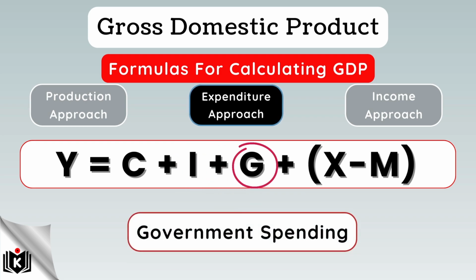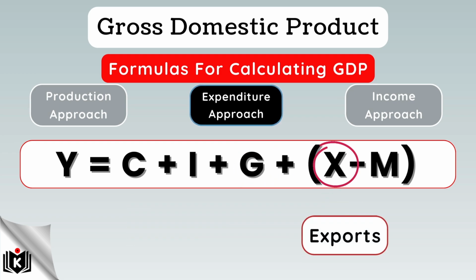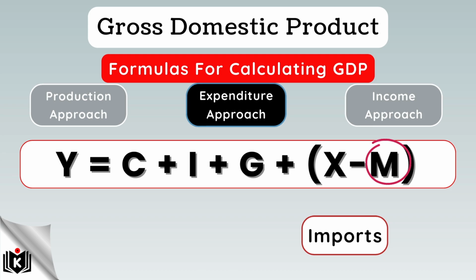G is government spending on goods and services. This represents the total government expenditure on goods and services, including salaries for government employees, infrastructure projects, and public services like education and defense. X, on the other hand, represents exports. These are goods and services produced domestically and sold to foreign countries, contributing positively to GDP. While M represents imports. These are goods and services purchased from foreign countries. Imports are subtracted because they represent spending not contributing to domestic production.